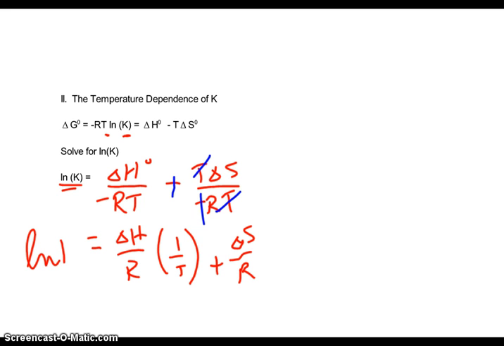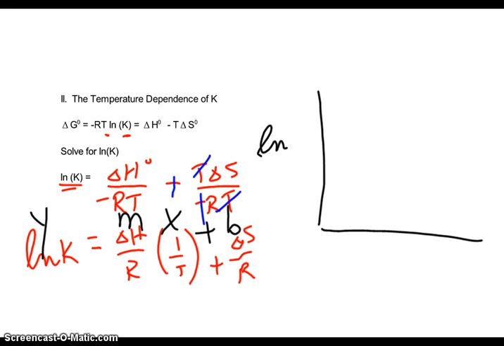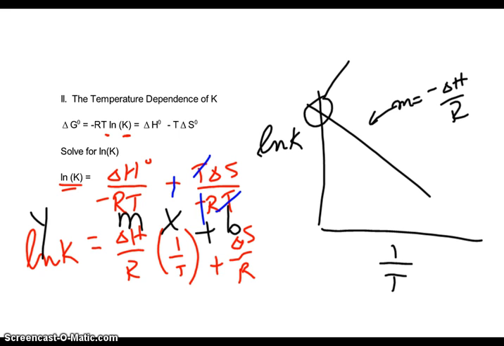Folks, I'm feeling a graph coming on. Here is your y = mx + b. So if I were to graph this, here is your natural log of K and here is your x, 1 over T. It's a negative slope. So your slope is equal to negative delta H over R, and your y-intercept is where delta S over R is. So it's just another way to see how these are related.